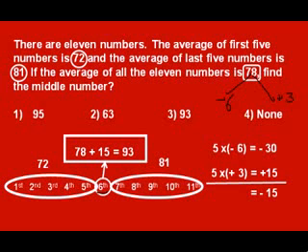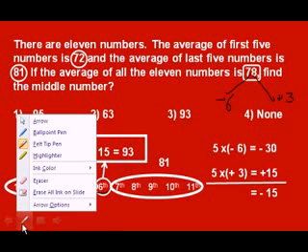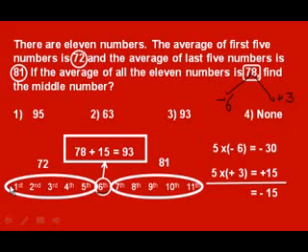Let me take a quick recap again. So we had these 11 numbers. Let me change my arrow. We had these 11 numbers written down here. The average of the first 5 numbers was 72. The average of the last 5 numbers was 81. And the average of all the 11 numbers was 78.